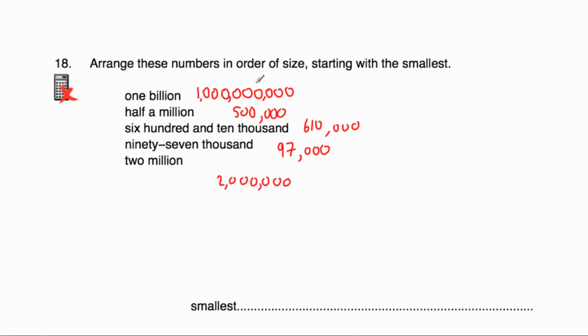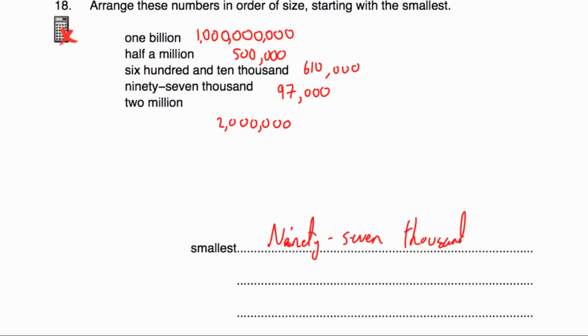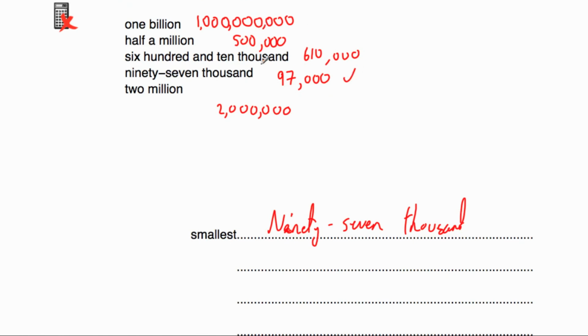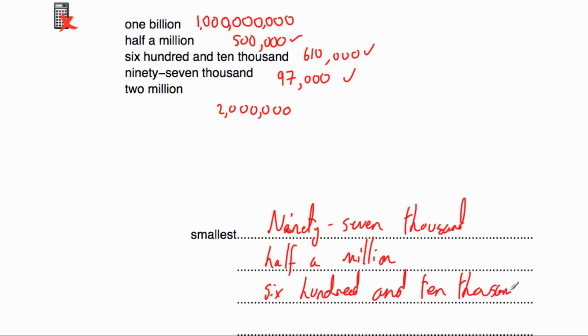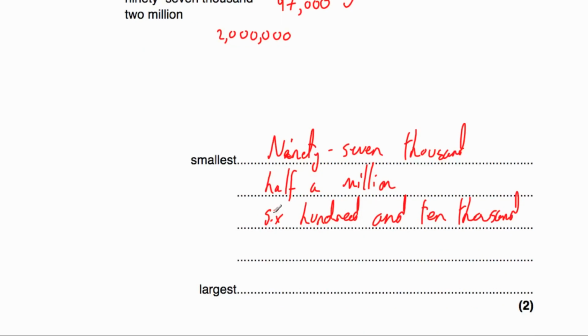So we've been asked to put these numbers in order. So as you can see, 97,000 is the smallest. So let's write that out. The next smallest would be 500,000, and the next smallest would be 610,000. The next biggest would be 2 million, and the biggest is a billion. So let's write those down. So 2 million and a billion.